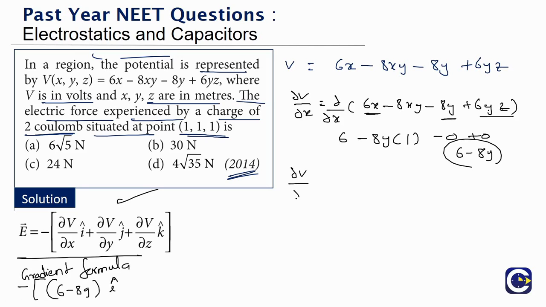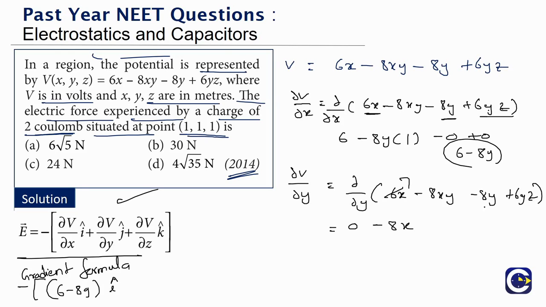Then we will look at ∂V/∂y. So we have to take the partial derivative with respect to y. Same function, 6x minus 8xy minus 8y plus 6yz. When you take the partial derivative with respect to y, x will be taken as a constant. So the first term will be 0. The second term will be minus 8x. The third term will be minus 8. The fourth term will be plus 6z. So what is it? 6z minus 8x minus 8, the whole into j cap.